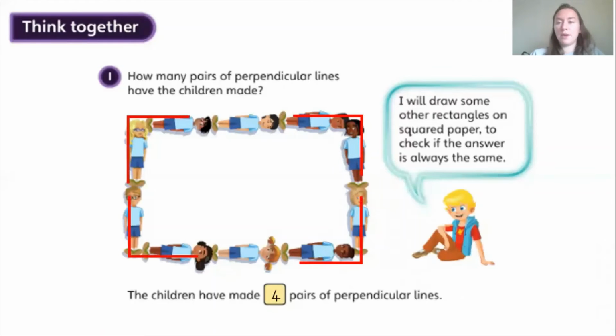This will be the same regardless of the size of rectangle, and this also includes squares as well. They will always have 4 pairs of perpendicular lines.